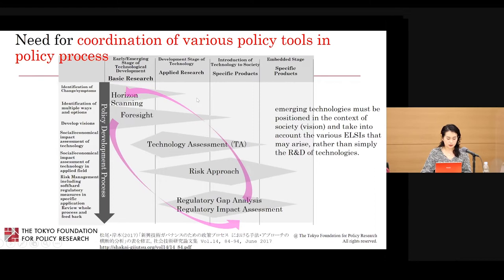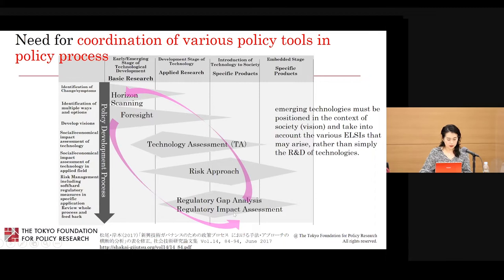When technology is certain to be introduced into society within like 5-10 years, it is necessary to conduct TA, the so-called technology assessment, in order to consider its social impact and ELSI. Further, when the technology is ready to be introduced to society, it is necessary to develop specific measures to manage safety. Here, the risk approach is useful. We also need to conduct a regulatory gap analysis to see whether the existing framework can cover the risk, and also consider whether the impact of the measure taken is proper enough. So for that, we need to do the regulatory impact assessment.